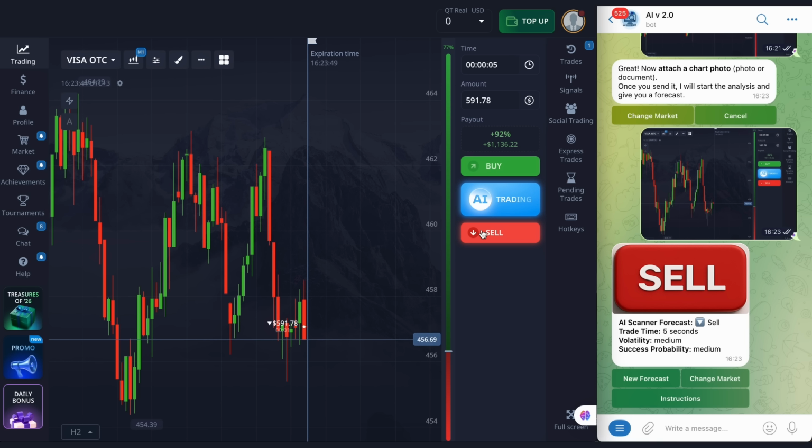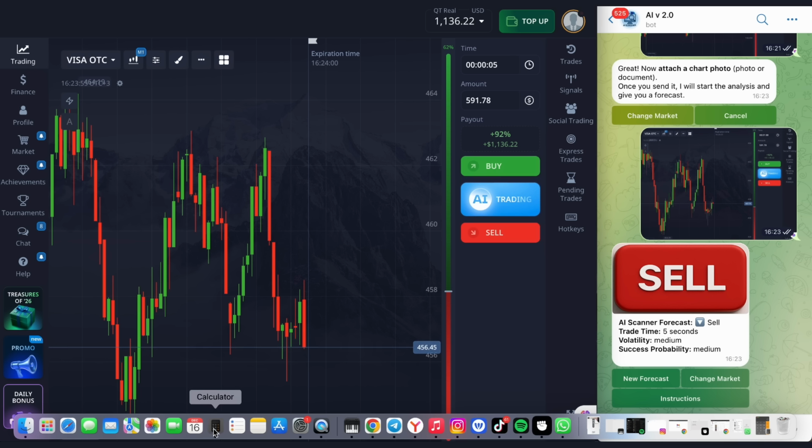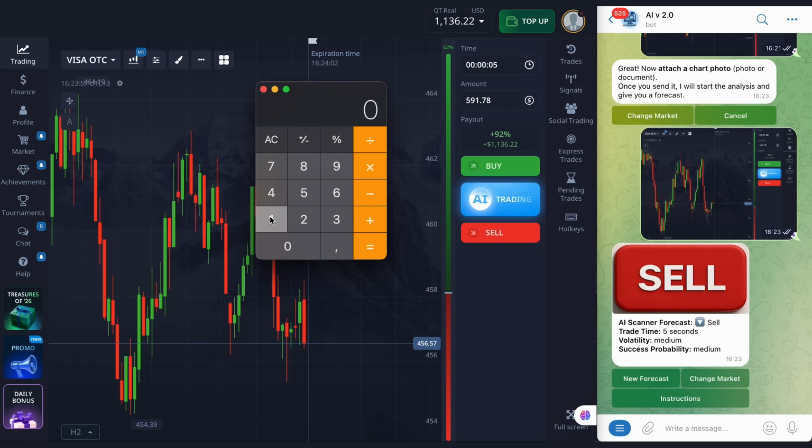2 seconds left on the timer, 1 second, and here we go. Yes, ladies and gentlemen, we just hit our $1,136.22. That's gonna be our last trade for this session. It has been a good time in the market with you in this session, ladies and gentlemen.